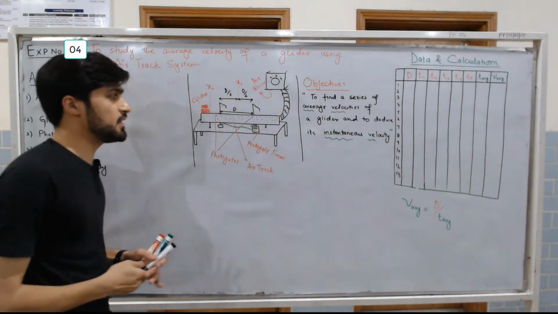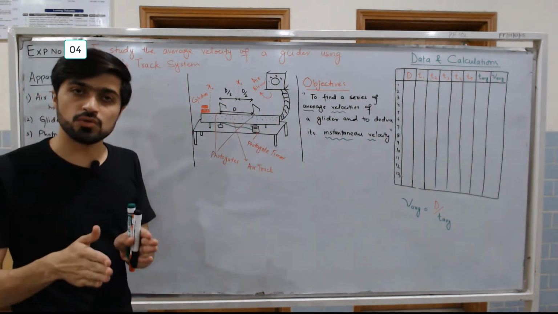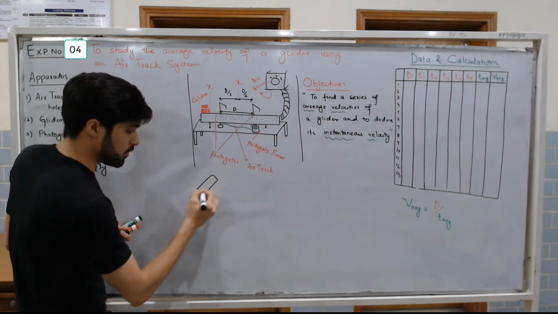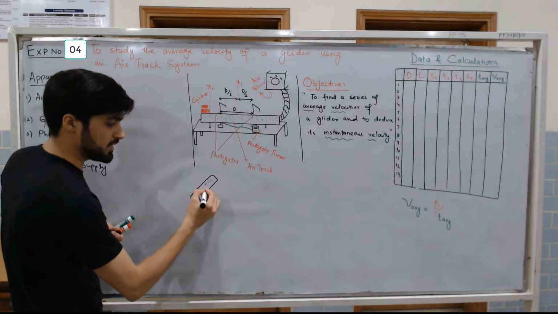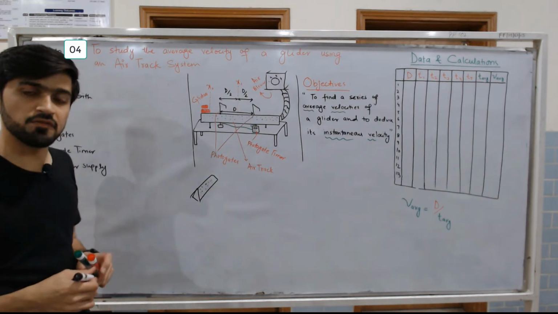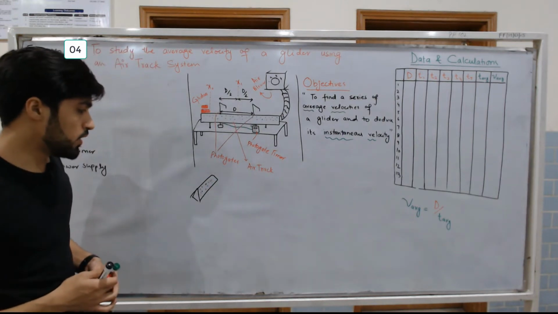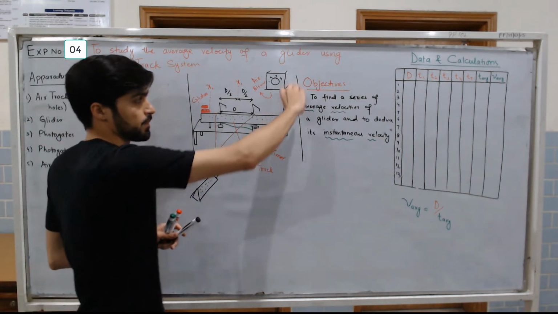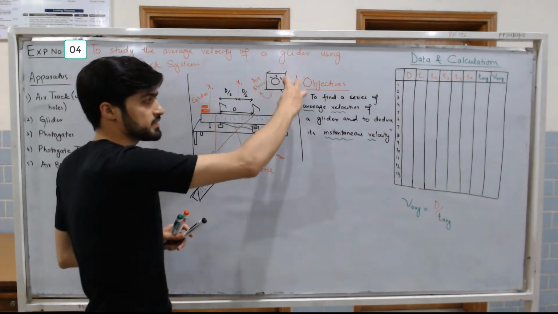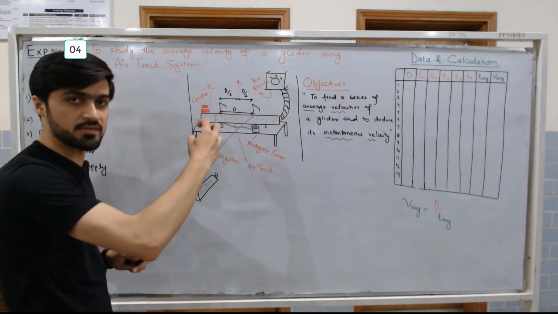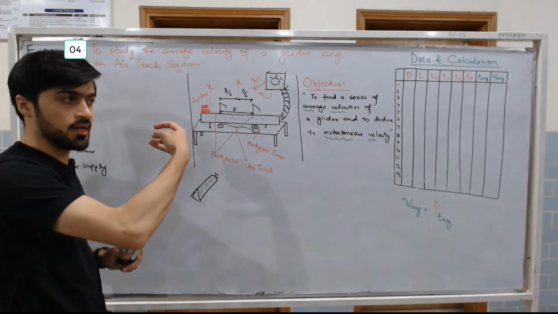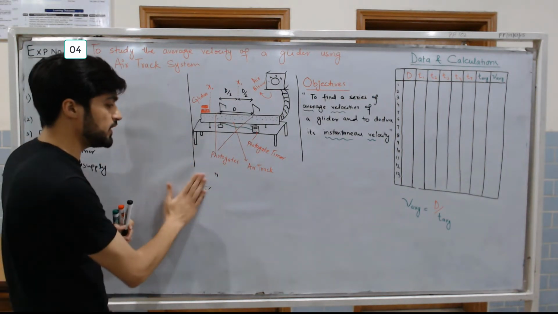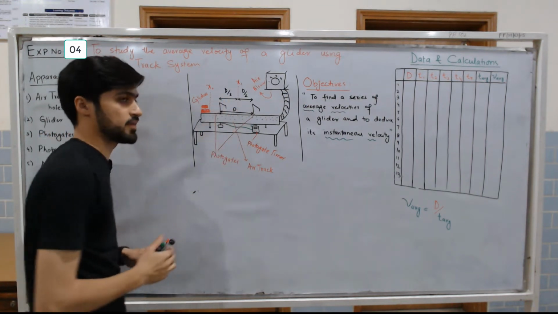Actually, an air track is a triangular hollow surface. It's triangular and hollow inside, and on the surface it has holes. We have a blower connected to this end. This is the air blower. It provides air to this hollow air track. The air goes inside, and through the holes the air comes out. You can feel it if you keep your hand close to the air track.